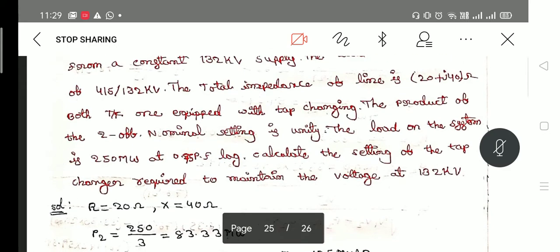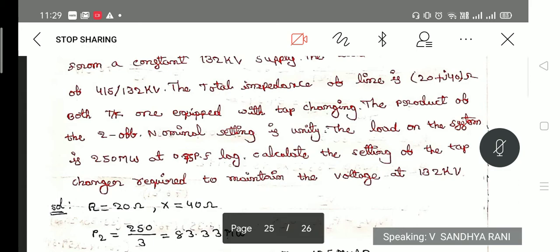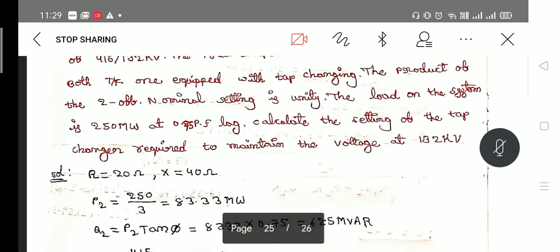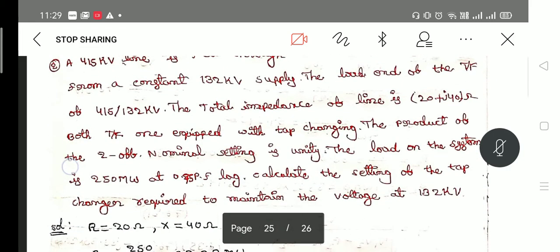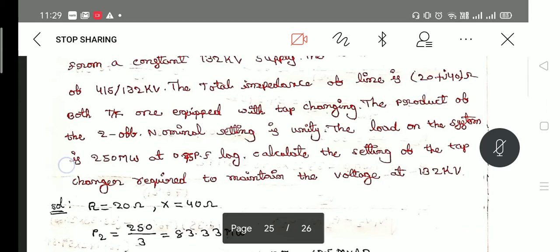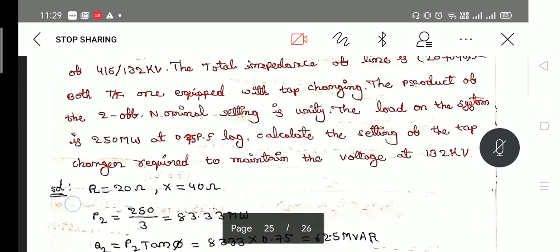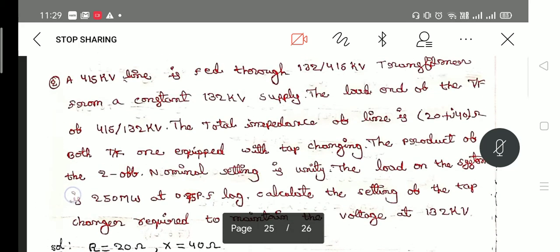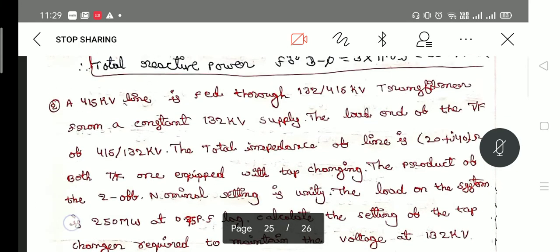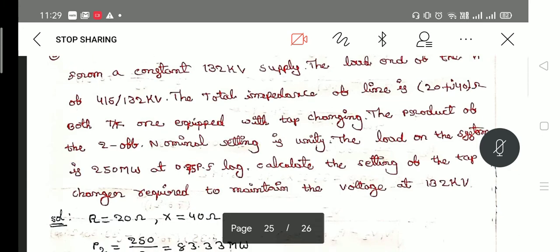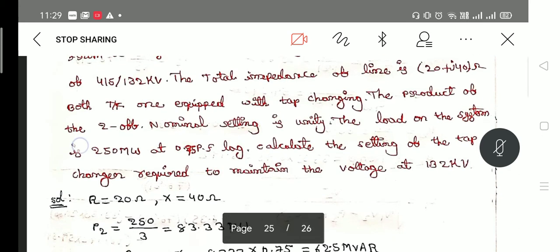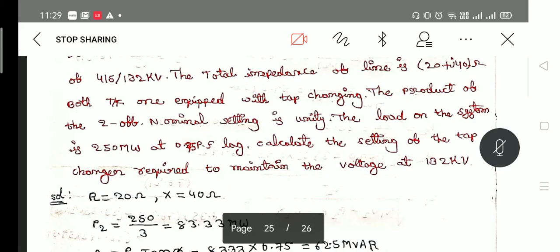In this we can calculate the tap changer. So we know the tap changing formula, T1 and T2. T1 is equal to 1 by T2, right? First we can take all the data. Here R is equal to 20 ohms and J is equal to 40, X is equal to 40 ohms, the reactance. Then P2, here P2 is given 250 megawatts. So in phase 250 by 3, so 83.33 megawatts.